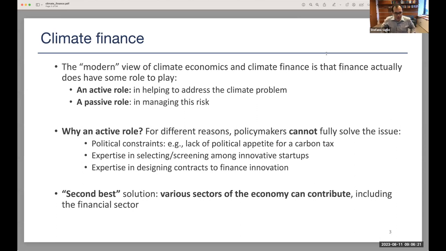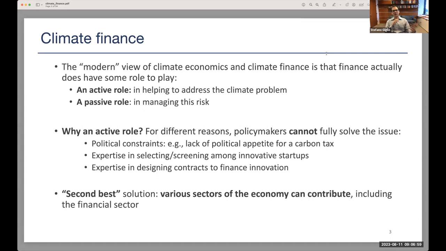What I want to emphasize for a second is, why is there an active role in the first place? Why doesn't policy simply address this issue with the tools that we have, like carbon tax? There are many reasons why that's not possible. There are many political constraints. In many countries in the world, there's a lack of political appetite for carbon tax. There is a difficulty in having the international cooperation that is needed for a political solution. And so basically, my view of the question is that we can't get to the first base. The first base is kind of impossible to get because of all these constraints.